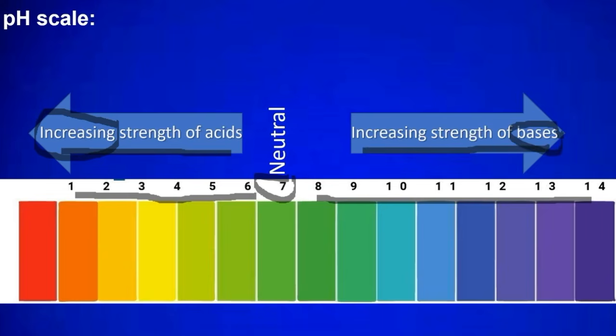As an example, if we go to number 14 over here, if a substance has a pH value of 14, it means it is a strong base. And if we go to number 1 over here, if a substance has a pH value of 1, it means it is a strong acid. But if we go to number 6 over here, if a substance has a pH value of 6, it means it is a weak acid. And if we go to number 8 over here, if a substance has a pH value of 8, it means it is a weak base.